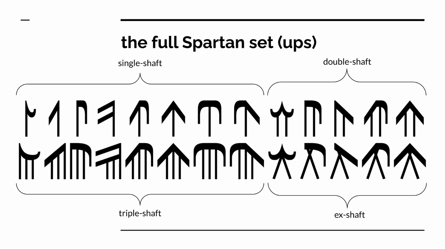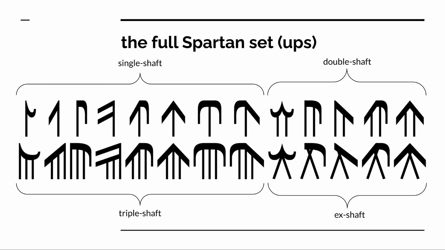Well, again, this is only the upward set. Each one of these here has a downward version, too. The new ones are in the second row. These are the triple shaft Spartans and the quadruple shaft Spartans. Except, clearly, when you have 4 shafts, we don't draw them that way. Instead, they become an X. And so we don't actually call them quadruple shaft Sagittals, but rather X-shaft Sagittals.